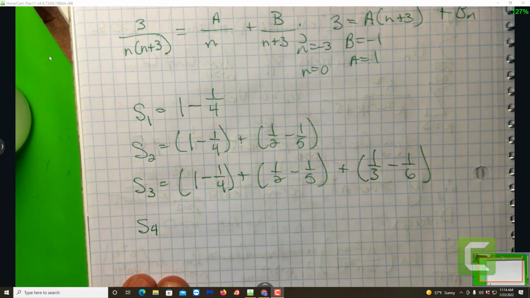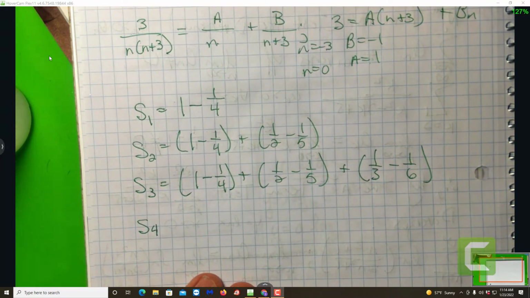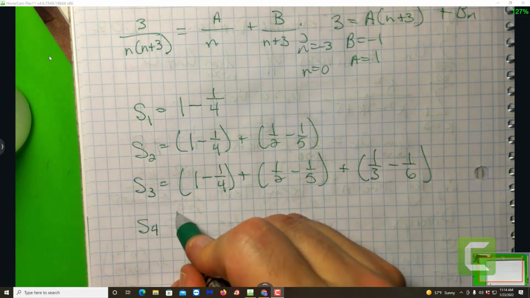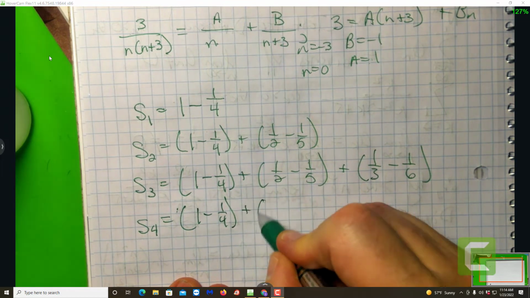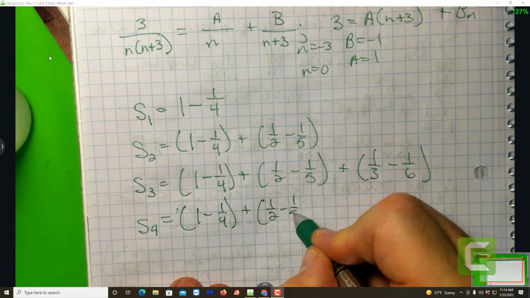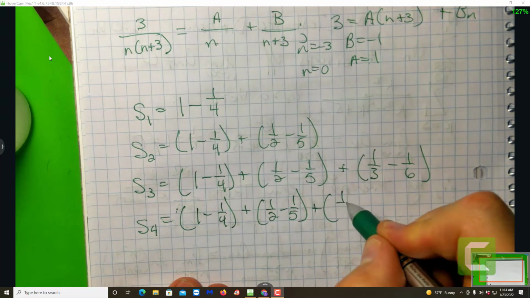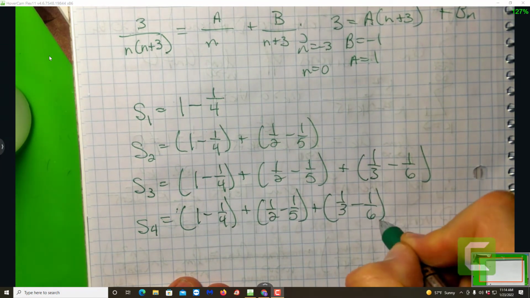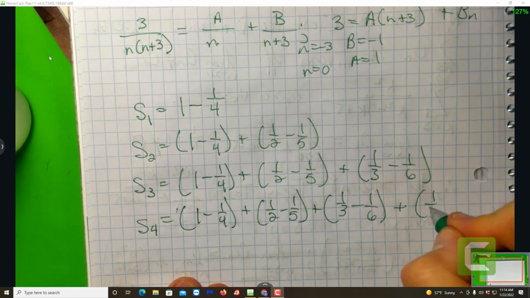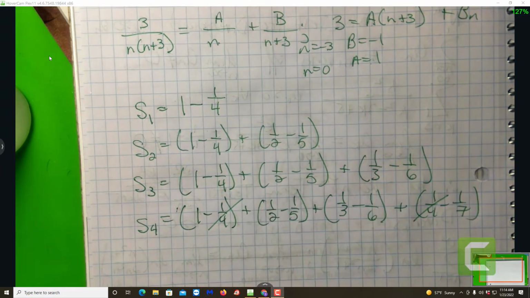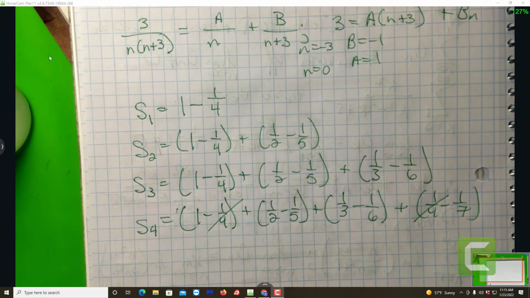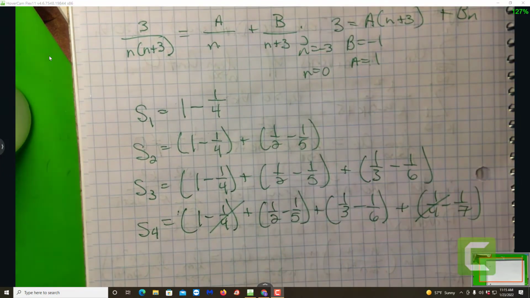So for the fourth partial sum, this will be 1 minus a fourth plus a half minus a fifth plus a third. Now I'm going to put in the last term, and now I start to see something happening. A fourth minus a seventh. The fourths simplify out. On the fifth partial sum, I'm going to have all of this, but then I'm going to have a fifth.